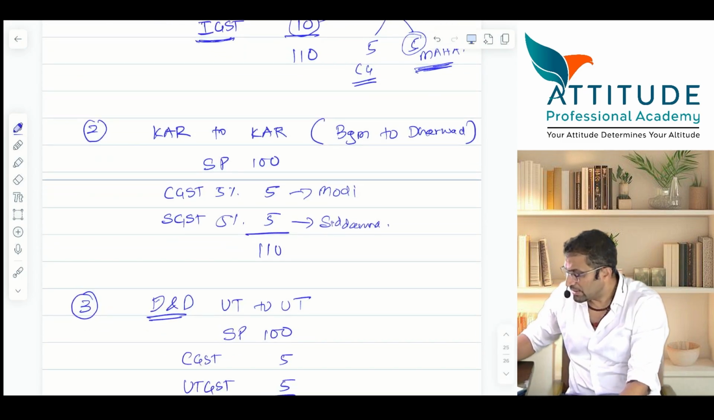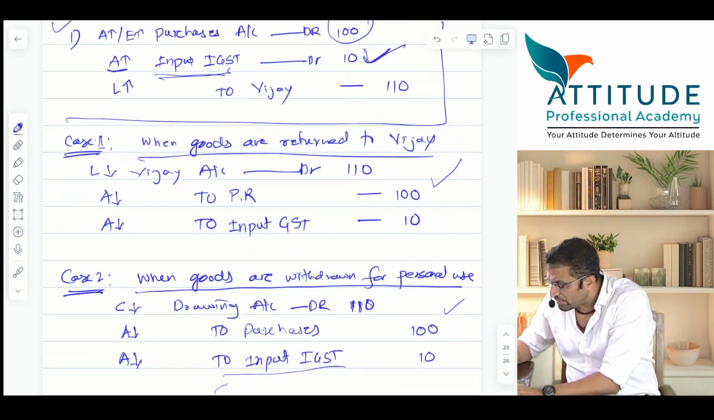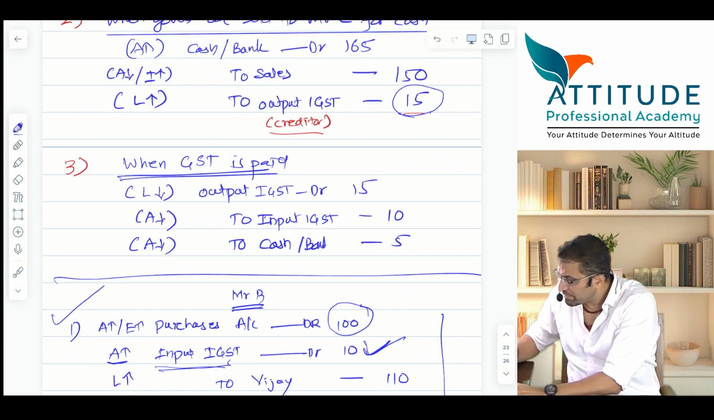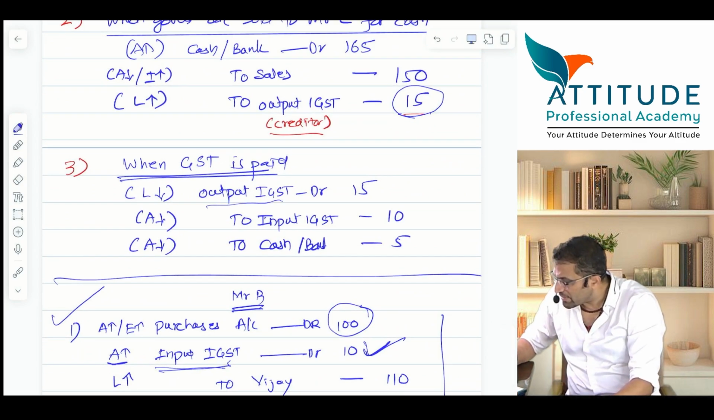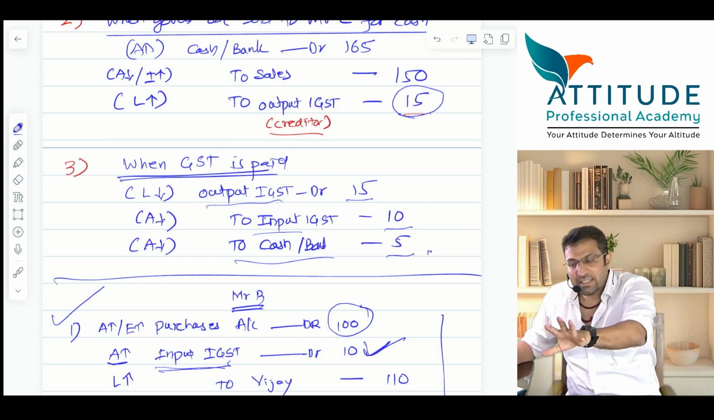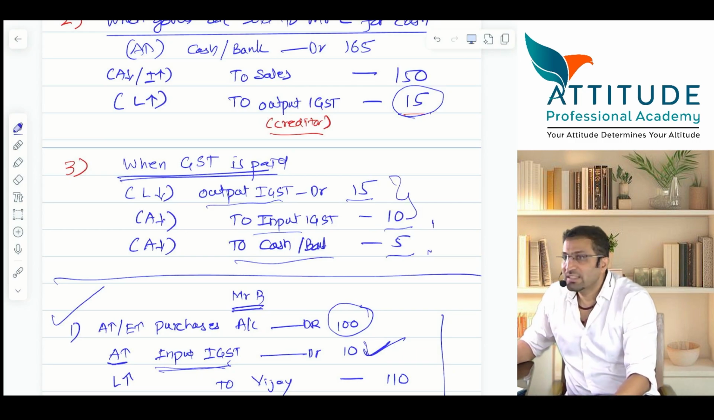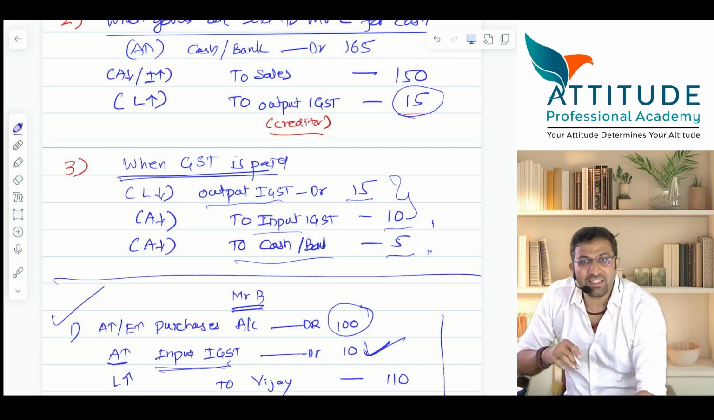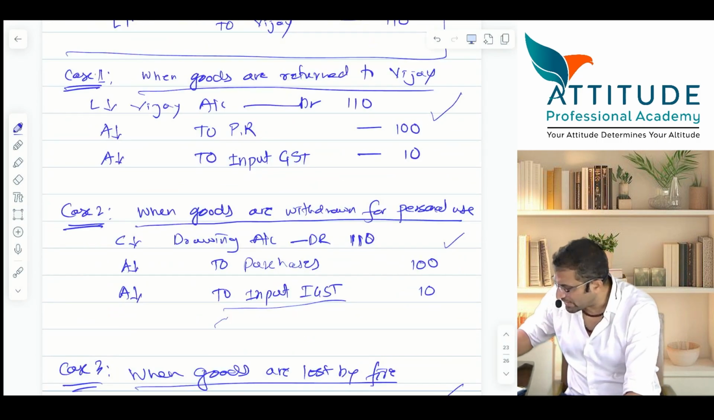Now, this example, I gave you set off here. Output GST 15, input GST 10, cash paid is how much? 5. You still remember yesterday's example? It means that either set off happens. So what is the set off procedure? What is a set off procedure? Now look at this.